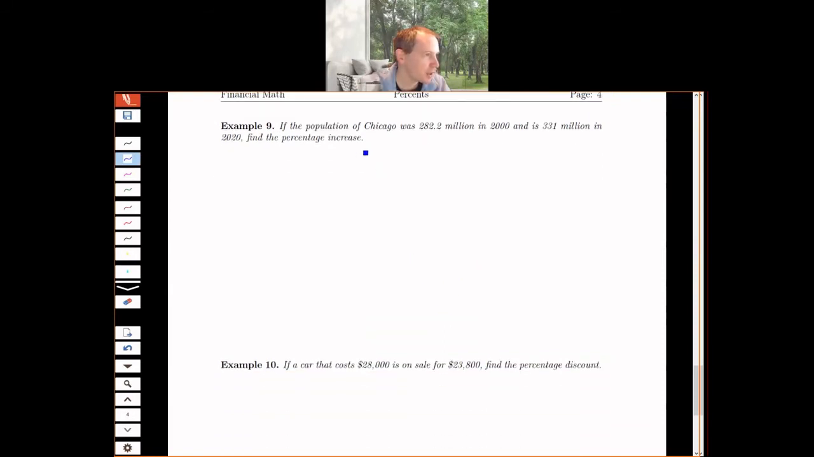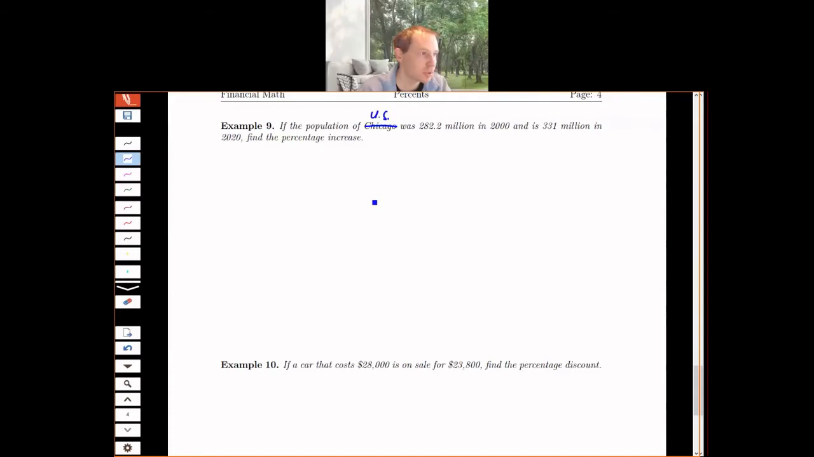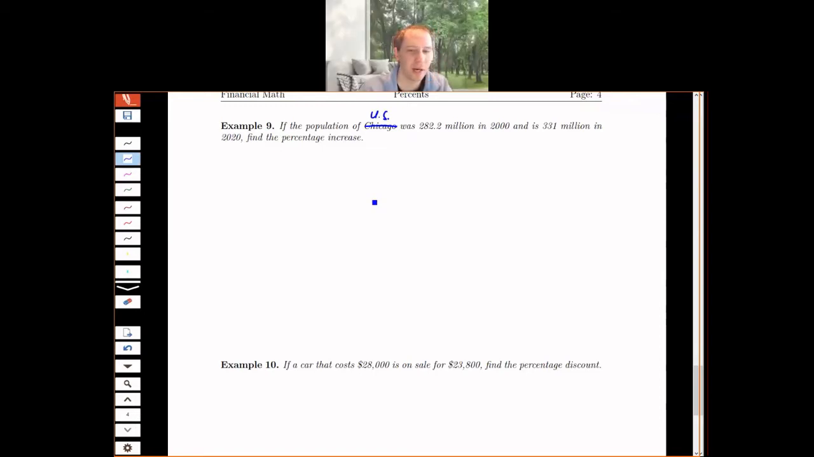The population of Chicago was 282. That shouldn't be Chicago, that should be the US. The population of the US was 282.2 million in 2000 and 331 million in 2020. Find the percentage increase. I was going to start with a population of Chicago, but it turns out it didn't increase. It actually went down by a small amount over that period of time. I'm like, that's weird. I'll just use the US. Okay.